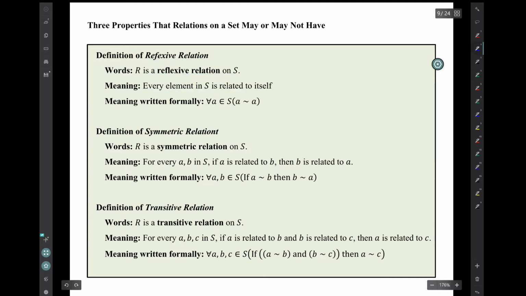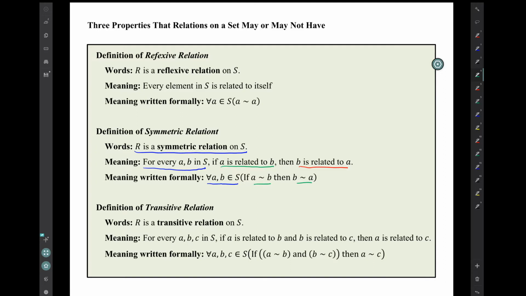We use these words, R is a symmetric relation on set capital S, to mean this: for every 2 elements, A and B, in set S, if little a is related to B, then little b is related to A. So written formally, we would use the quantifier, the upside down capital A, to denote for all, or for every, A and B in set capital S. If A is related to B, then B is related to A.